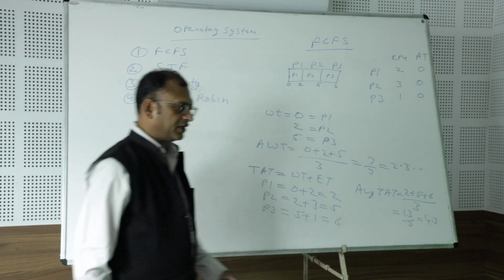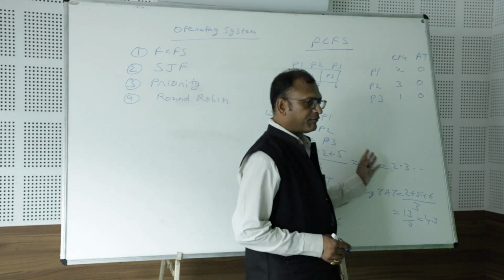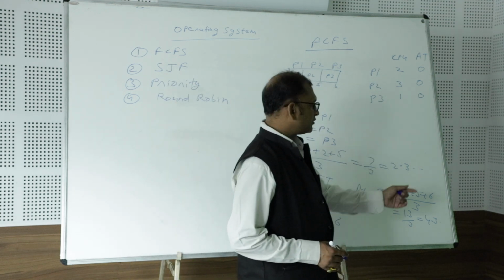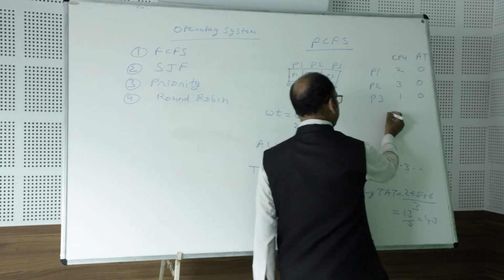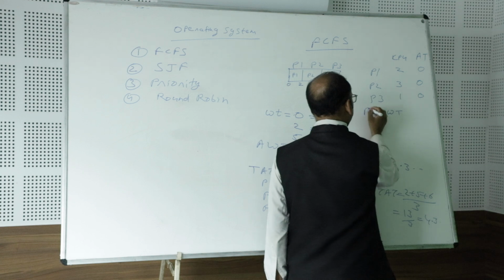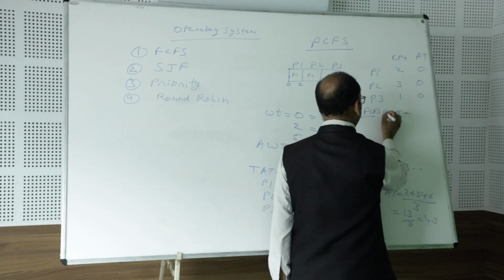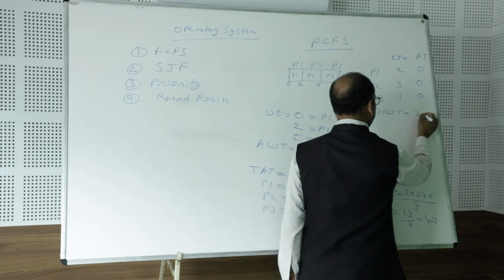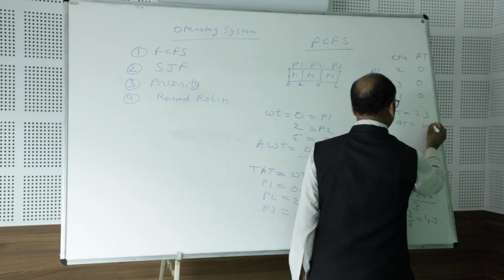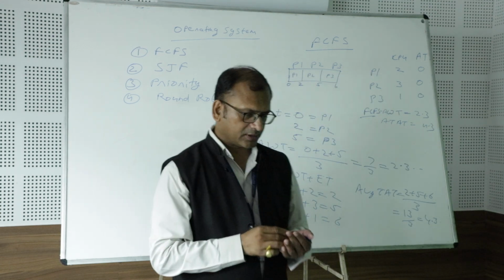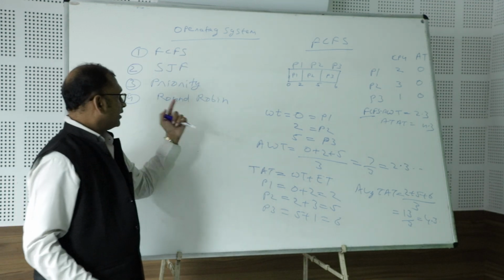around approx 4.3. So we will be keeping this in mind that in FCFS, for this sequence of processes, we have got the average waiting time of 2.3 and turnaround time of 4.3. So we will write it somewhere. FCFS, average waiting time is 2.3 and average turnaround time is 4.3. Now let us see the same scenario in SJF, priority, and the round robin.